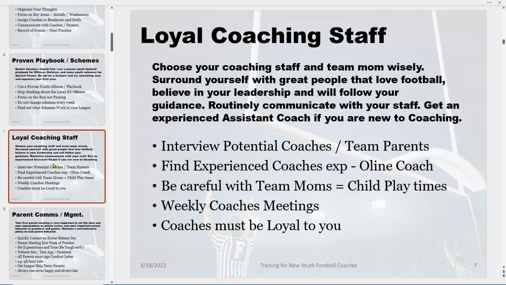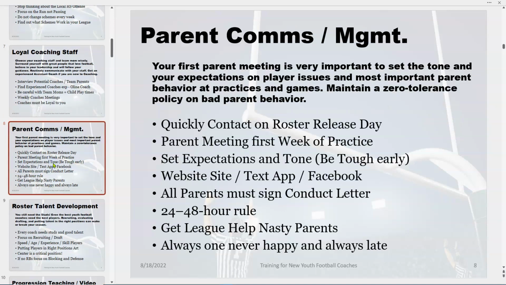And make sure that they know your word is final when you say no, no. So be a leader and make those hard decisions. All right. So probably one of the biggest issues that everybody has is parent issues.